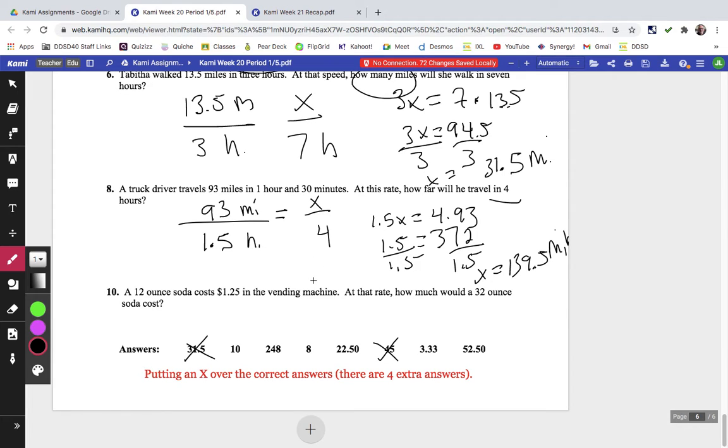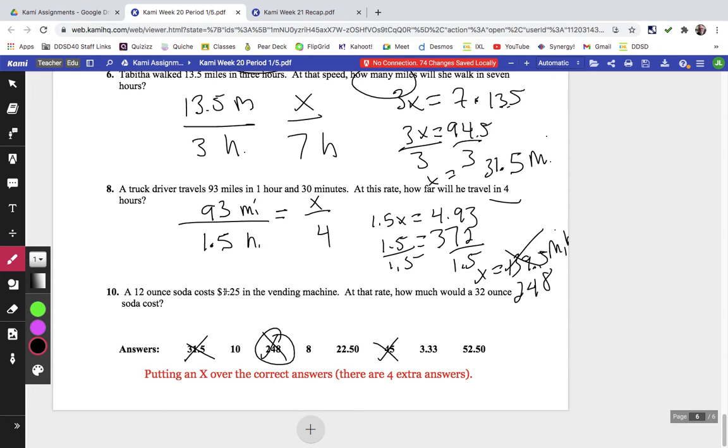Perfect. Okay. So we've got 93 miles in 1.5 hours. We need 4 hours. So I'm going to first check my 4 times 93, and I get 372. Next, I'm going to check my 372 divided by 1.5. And that's 248. So that's where my mistake was, 248. And there it is right there, 248.